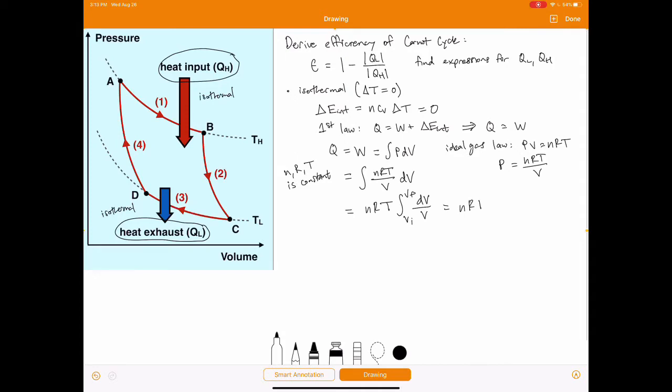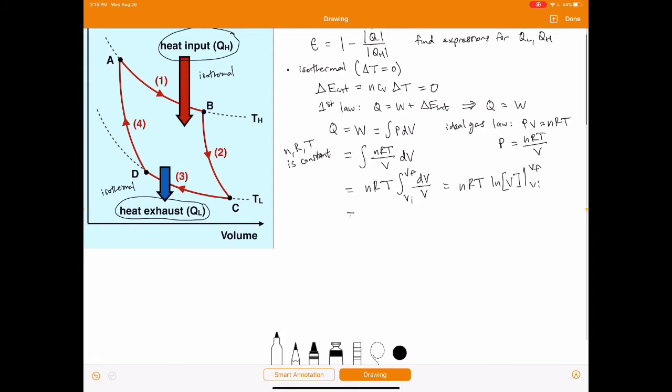So when you integrate 1 over V, you get the natural log of V, and we're taking this from V initial to V final. So we have nRT times the natural log of V final, that's our top limit which we plug in, minus the natural log of V initial, that's the bottom limit that we plug in. And of course we can combine these into the same natural log function by dividing V final by V initial inside the natural log.